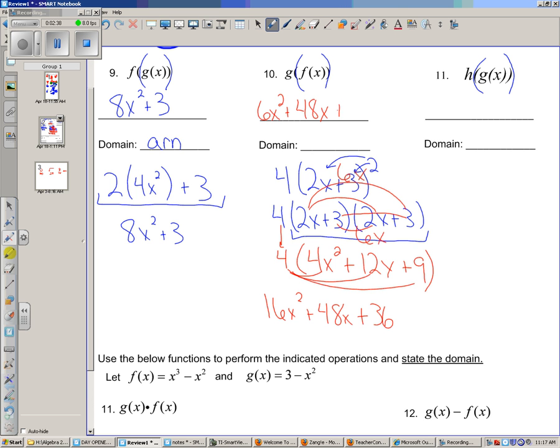And again, I'm going to ask myself, do I have x in a denominator, x in an even root, both, or is this good to go? This one's good to go, all real numbers.